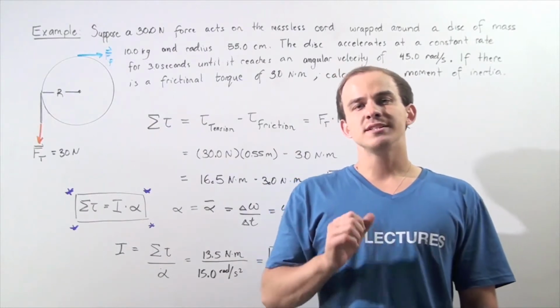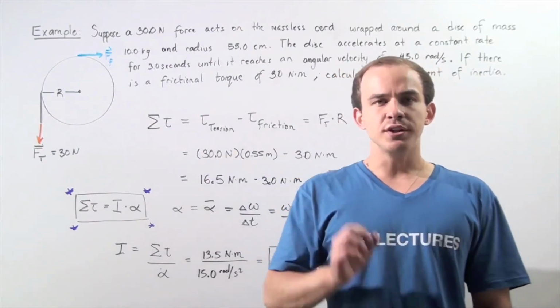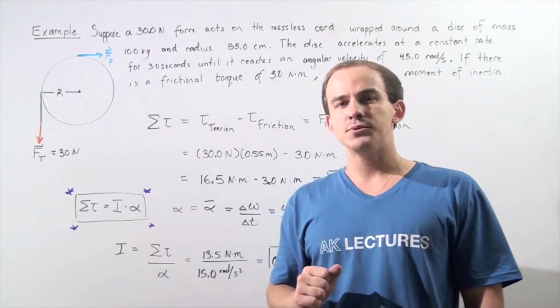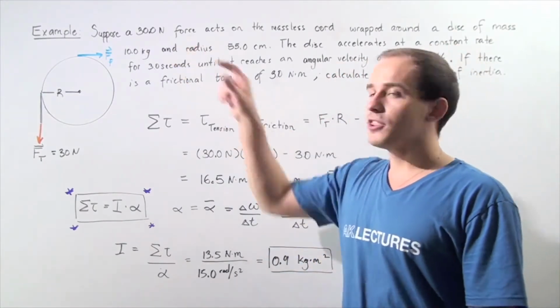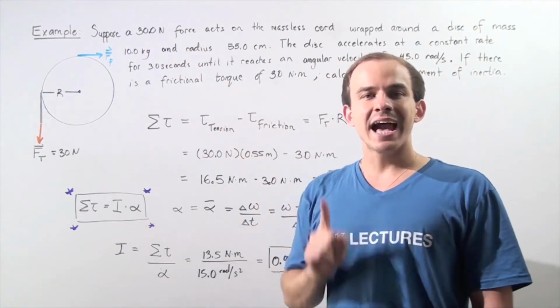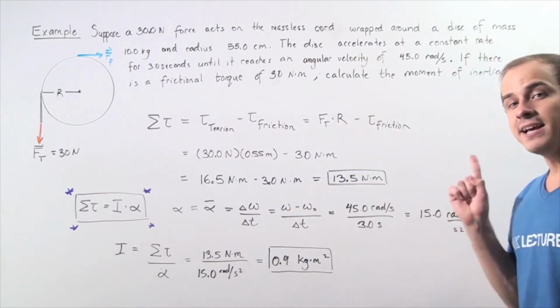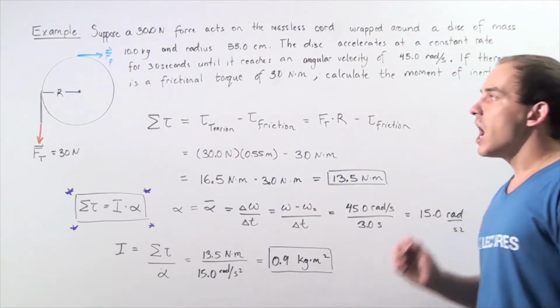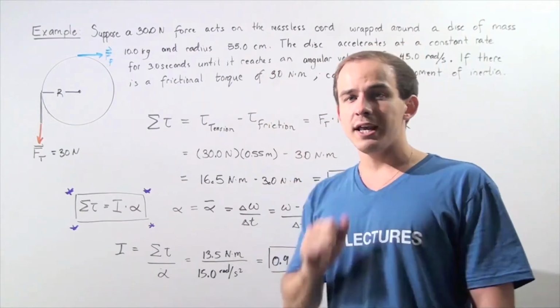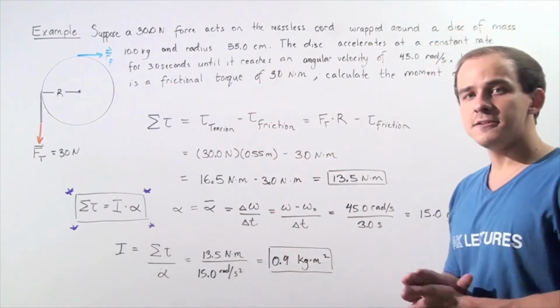This example will essentially deal with rotational dynamics of our rotating object. Let's suppose that a 30 Newton force is acting on a massless cord that is wrapped around a disc that has a mass of 10 kilograms and a radius of 55 centimeters.